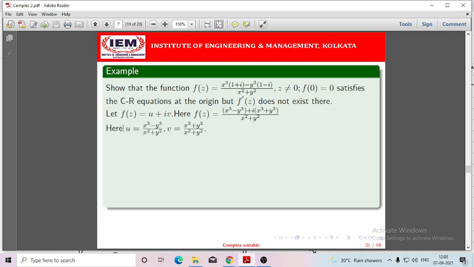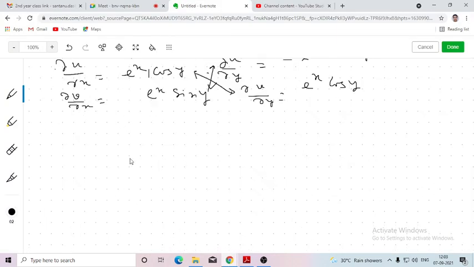At the origin, if you do the partial derivatives del u/del x and del v/del y and put the value of x as 0 and y as 0, you will find that the value will be 0. Is it clear or not? Because what is u here? u is x cube minus y cube by x square plus y square.